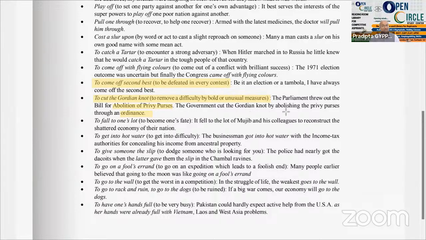It's an order. So the government cut the Gordian knot. Gordian knot means it was a difficult situation because the kings will never like it. So the government cut the Gordian knot by abolishing privy purses: let's just remove it, there'll be no privy purse. Over. Are you able to understand this sentence? It was a little complicated, so I explained it. Any doubt?